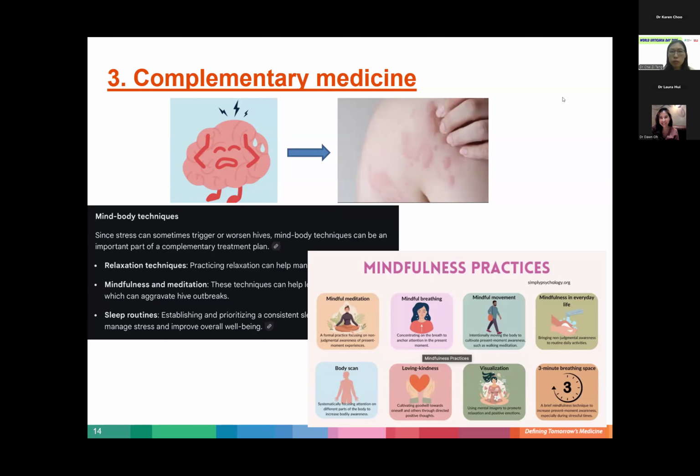While all this is not studied or proven to improve your hives for sure, we know stress can actually worsen or trigger hives flare. Indirectly, if this practice helps you reduce your stress level and helps you calm down, I think there's no harm in doing this to keep your stress level at bay and hopefully help prevent hives flare, although not purely to treat the hives.